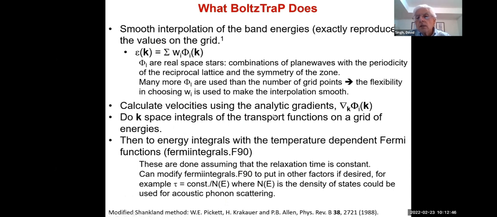The integrals are done, and this is something that's of interest to some people because they want to modify them. So those integrals that were shown on the previous slide are done in a routine called Fermi integrals.F90. And in that routine, it's assumed that the relaxation time is constant. If you want to change that, you can, and you have to modify that Fermi integrals.F90. For example, if you wanted to put in other factors and do other integrals with energy, you could do that. For example, you could put in a tau that instead of being a constant is a constant divided by the density of states. And that would look something like acoustic phonon scattering. And you could modify Fermi integrals to do that.